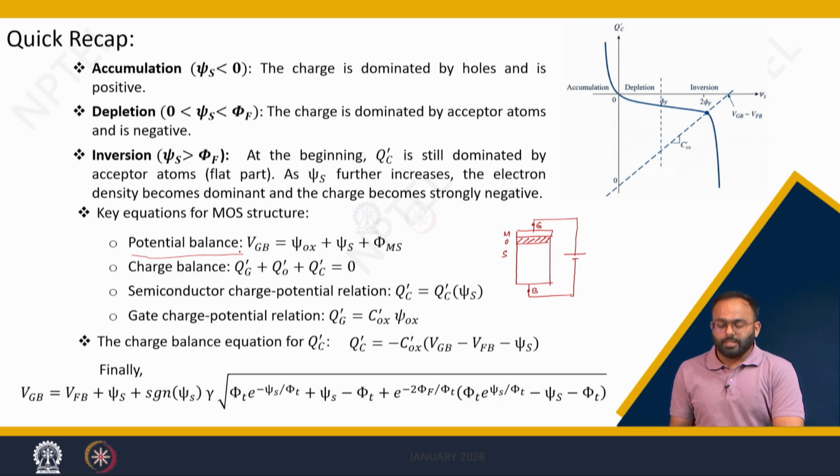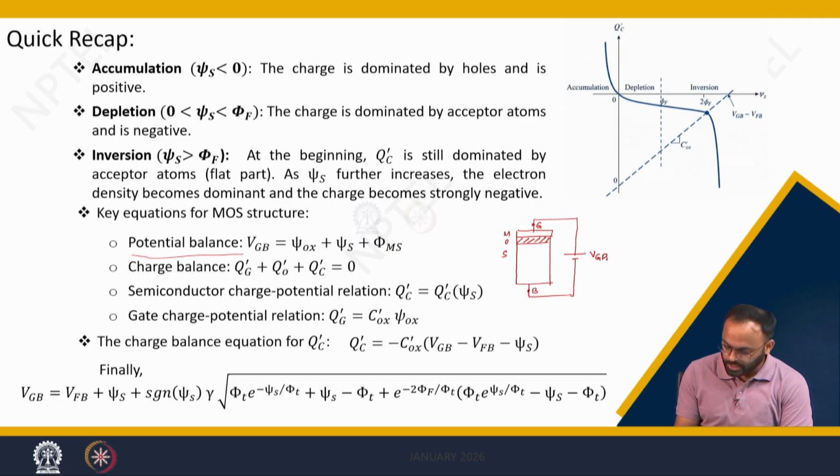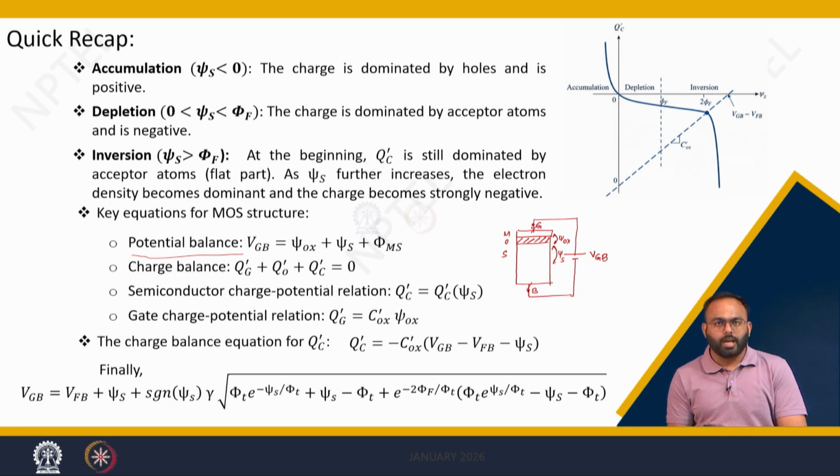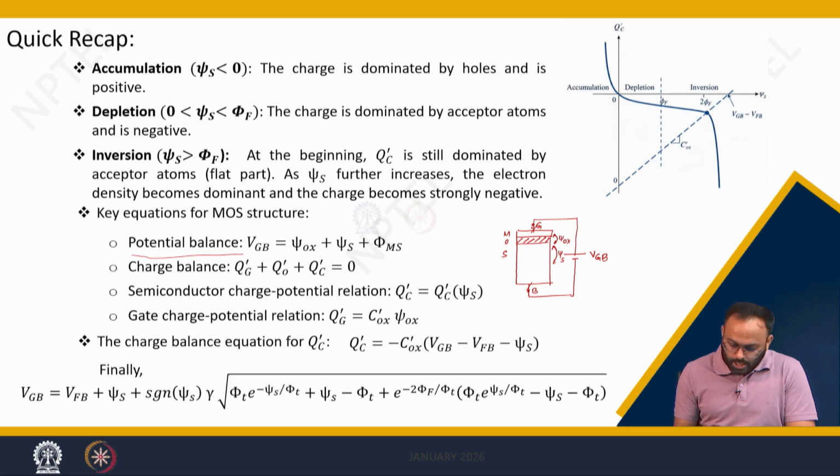The first thing is the potential balance equation. It says that around the loop the potential is balanced. It means the gate body voltage is the sum of the oxide voltage plus the surface potential plus the potential drop at the contacts, which is the contact potential. We also saw the charge balance equation. The overall charge is conserved in the system: Qg dash plus Q naught dash plus Qc dash is equal to 0.